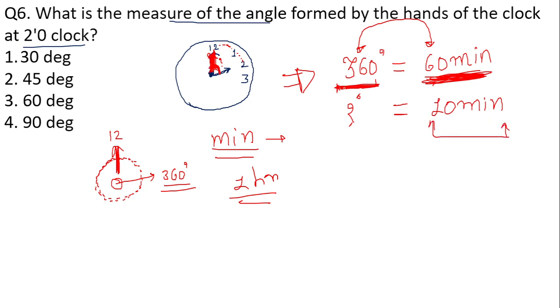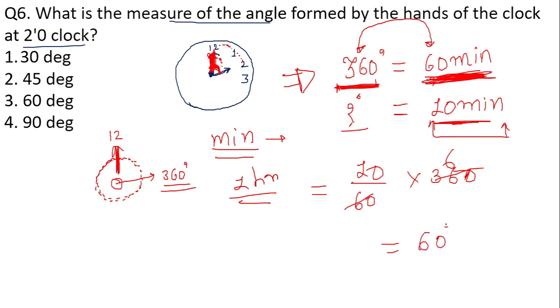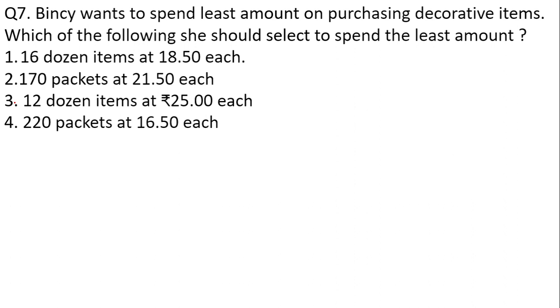So 360 degrees means 60 minutes. So for 10 minutes, how much degree is it going to move is the question. So simply 10 upon 60 into 360. This will give me 6 sixes are 36. 60 degrees is going to be your answer. Moving on to the next question now.